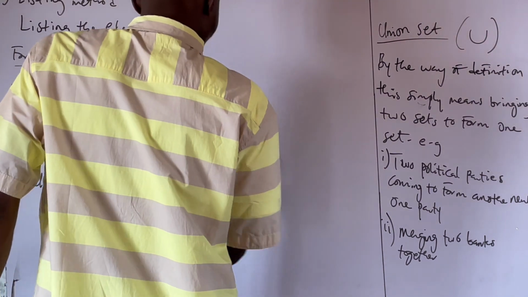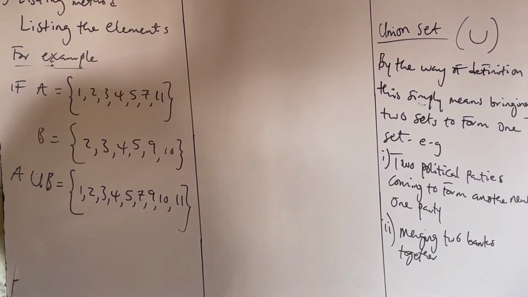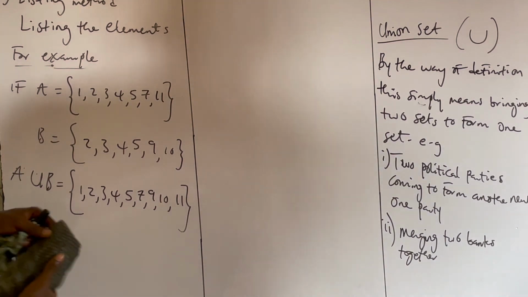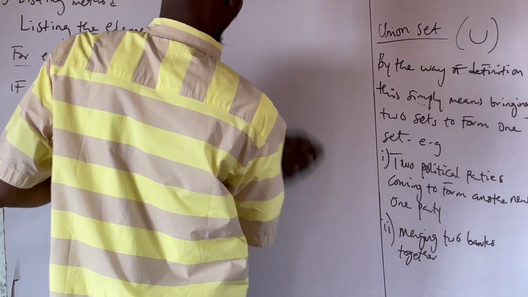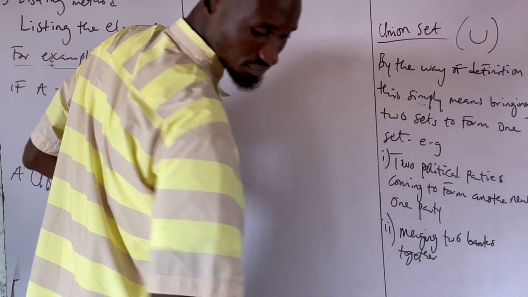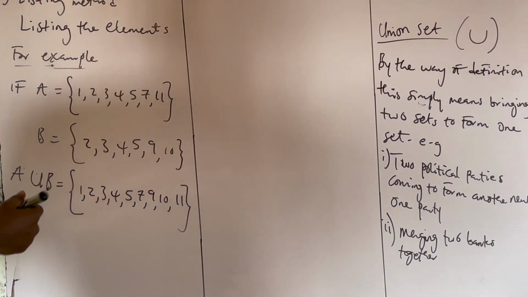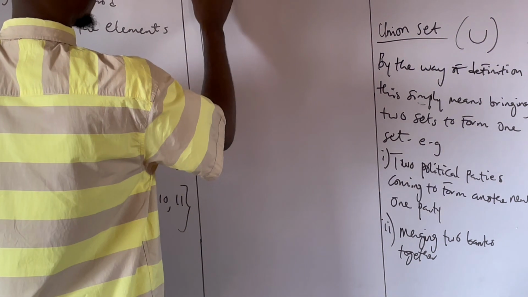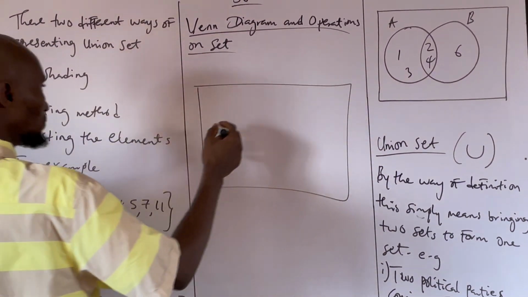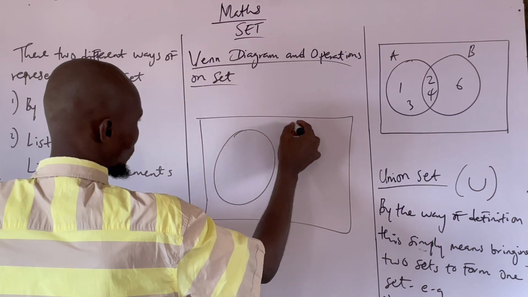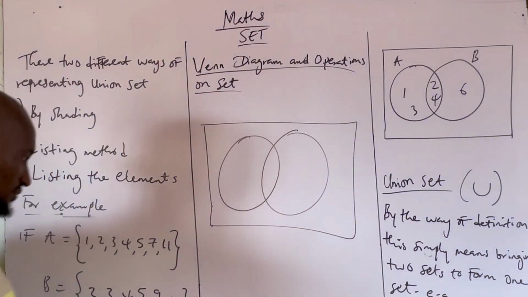So here now I'm going to use a Venn diagram to represent what we have there. Did you get? So using a Venn diagram now, excuse me, we have something of this nature, right?